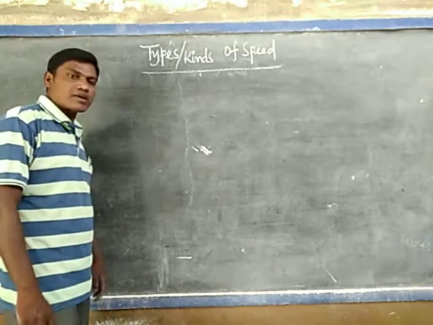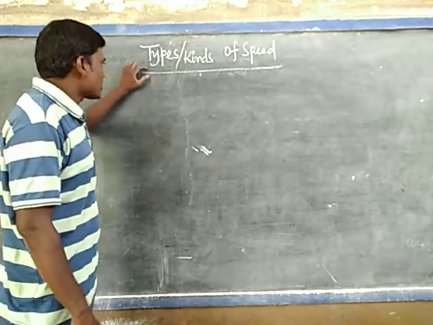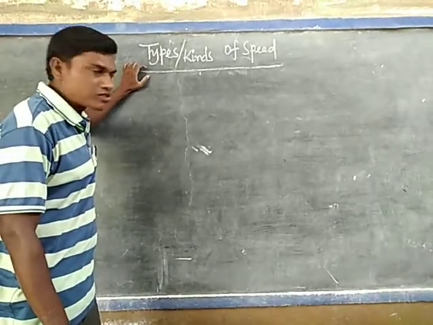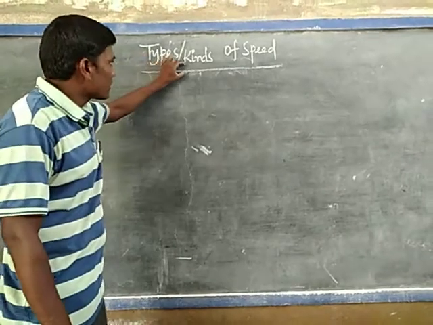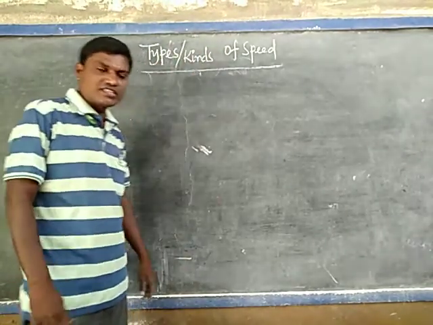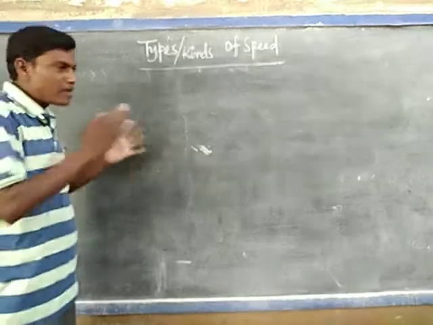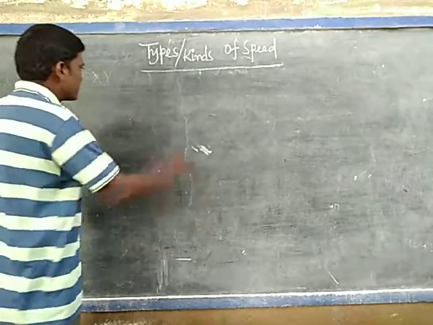Let me come to our topic directly. So what is the name of our topic today? Types or kinds of speed. Means how many types of speed? Mainly 4 types of speeds are there.